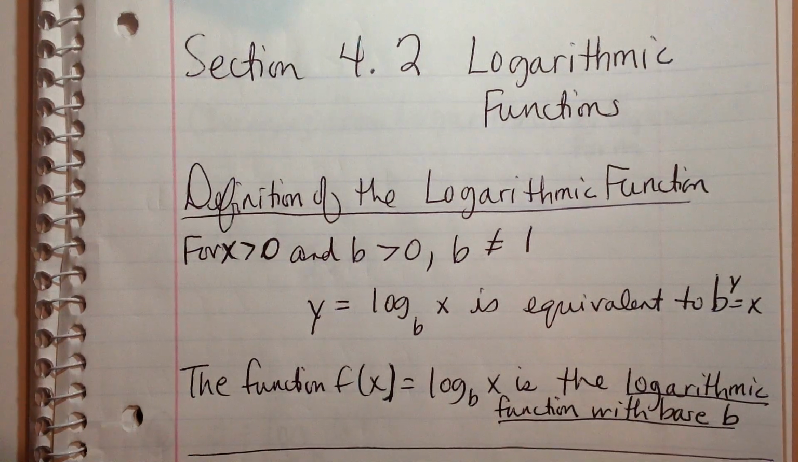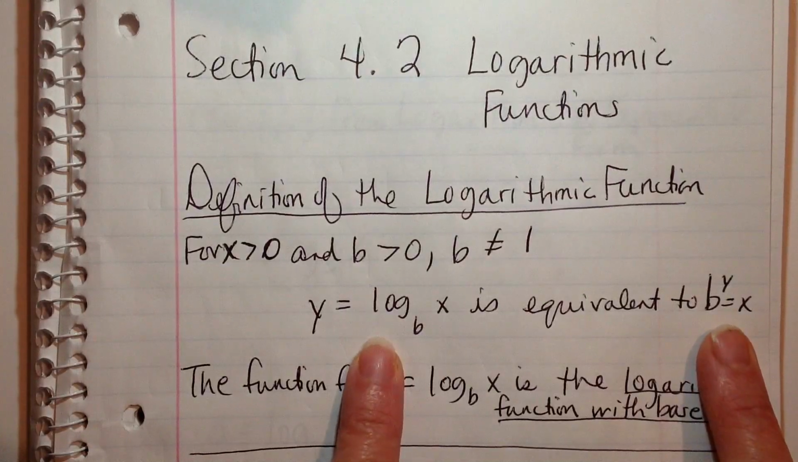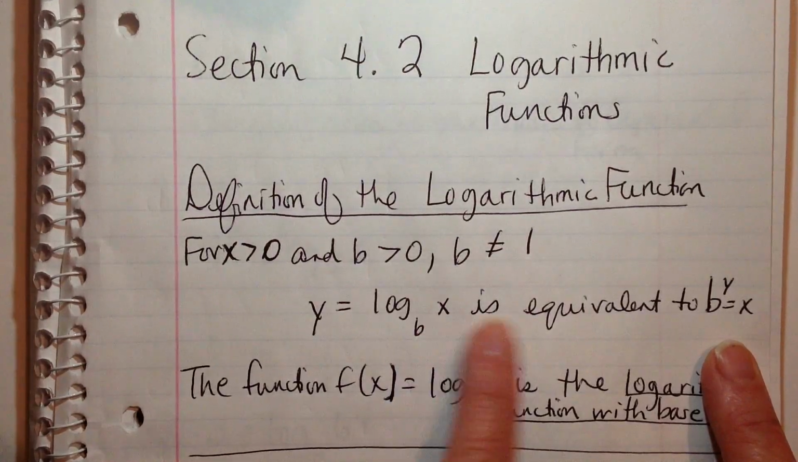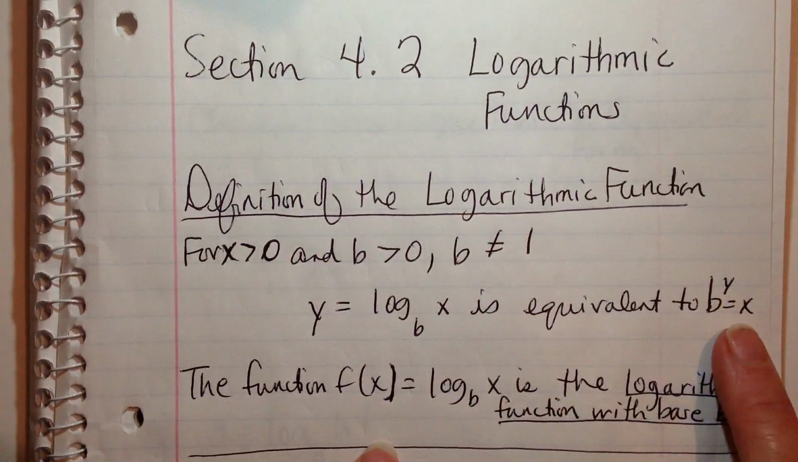Section 4.2 is logarithmic functions. The definition of logarithmic function is for x greater than 0 and b greater than 0, and b cannot equal 1. y equals log base b of x is equivalent to b to the y power equals x. These two equations are going to be very important to us. I'll read those again. y equals log base b of x is equivalent to b to the y power equals x.